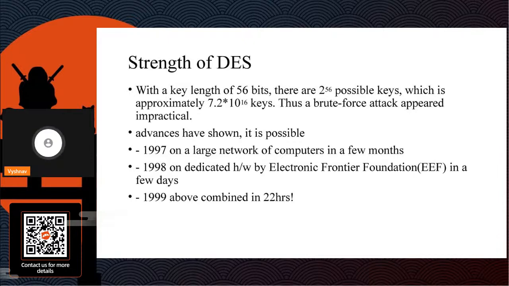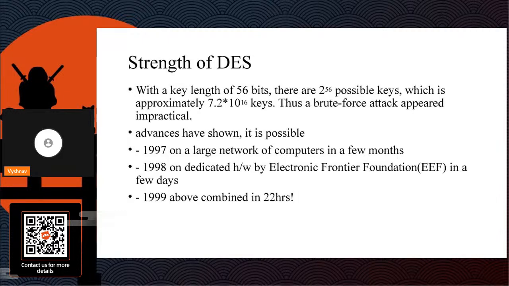Coming to the strength of DES, the key length is 56 bits, so 2^56 keys are possible. It was impractical to attack it by brute force at the time, in 1977. Brute force is basically checking every possibility. A hacker sniffs the ciphertext and goes on trying to decrypt with every 56-bit key, that is 000 and so on, then 1000 and so on, until he gets a meaningful plaintext. But in 1997, a large network of computers cracked DES in a few months.